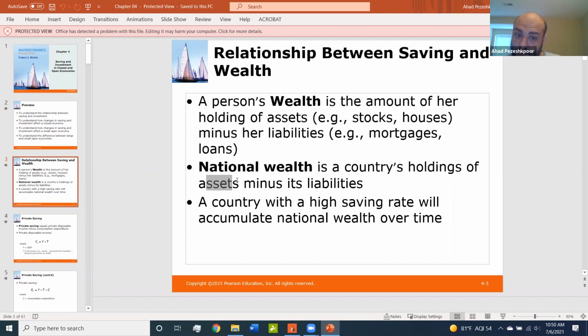Assets minus liabilities, government debts, loans governments take all over the world. A country with a higher saving rate will accumulate national wealth over time. If a country has a higher saving rate, therefore lower consumption, over time they will have more wealth and more wealth. The example I used was China.